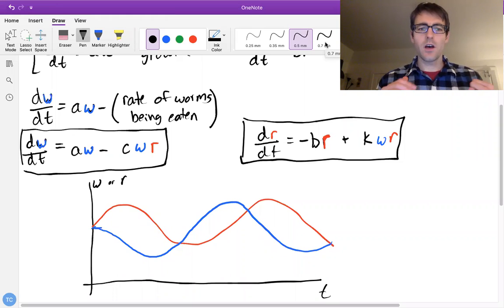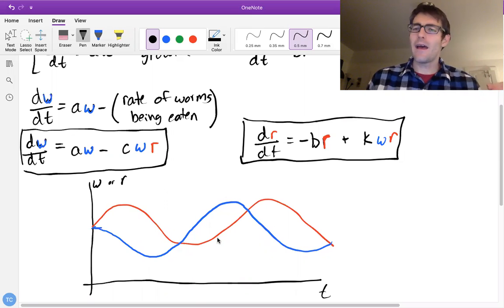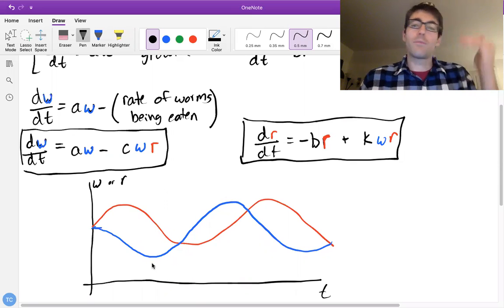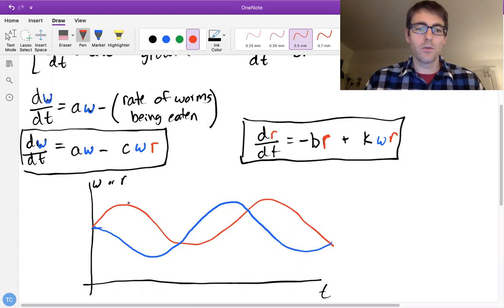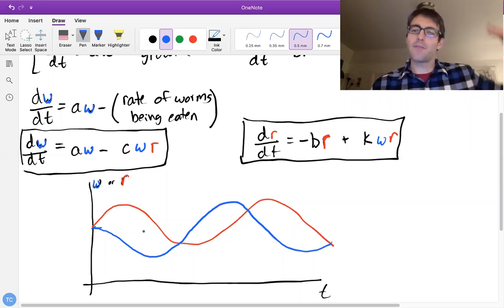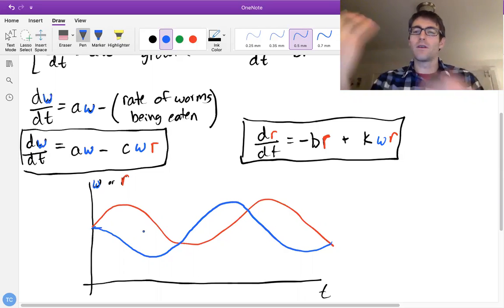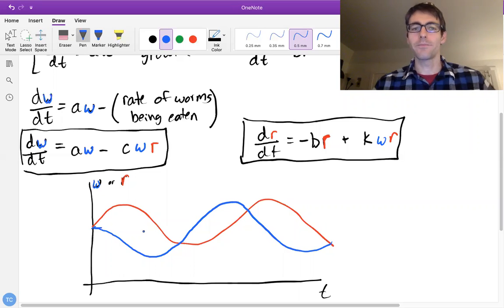In the last video, we saw one way of visualizing the solution to this system of differential equations. Namely, we plotted, as a function of how long it's been since this started, the populations of the worms and the populations of the robins. Here in red we might have how many robins we have, blue is how many worms we have, and we can see this oscillating effect where these two populations cycle slightly out of sync with each other. And this is great.